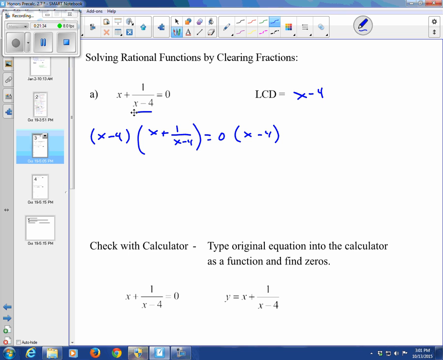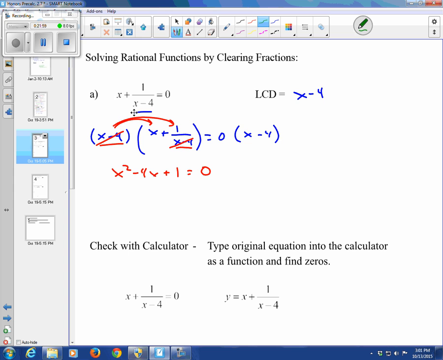Multiplying on the left side, we distribute x through x minus 4, and that gives us x squared minus 4x, and then we distribute to our second term. The x minus 4 that we're multiplying is going to cancel out with the x minus 4 that we're dividing 1 by. We would just get plus 1, and then this is going to equal 0. So pretty quick work here.